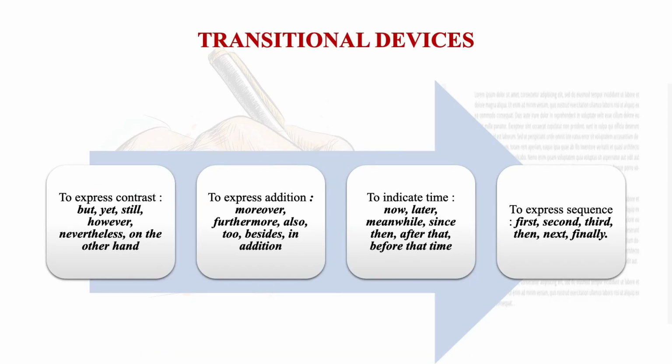Now to express sequence, what are the words which you would like to use in a sentence or in a paragraph? To express sequence means a series. You can use words such as first, second, third, fourth, next, finally. So these are the words which are used to express sequence. These are very, very important.